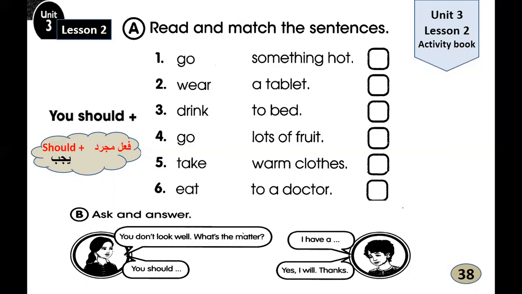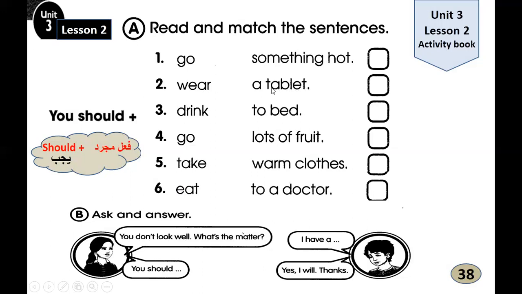نبدي معاكم بالتمرين A. Read and match the sentences. اقرأ وطابق الجمل. عندي في الحقل الأول الverbs الأفعال هوني we say go يذهب. Wear يرتدي. 3 drink يشرب. 4 go يذهب. 5 take يأخذ. and 6 eat يأكل. On the other side, we have the complement of the sentences and the something hot, شيئا ما ساخن, a tablet, حب أو دواء.